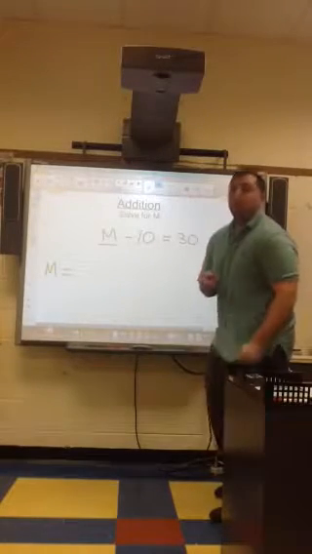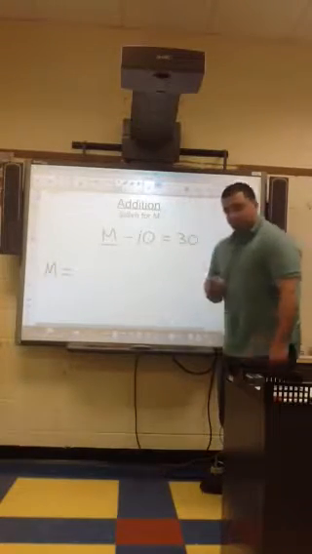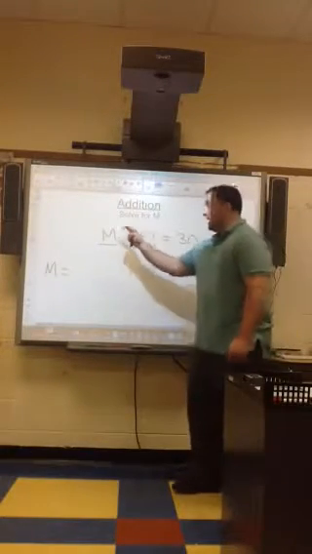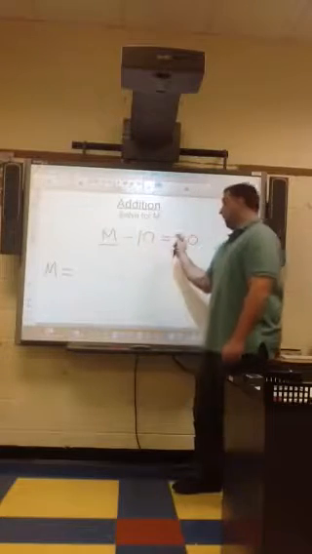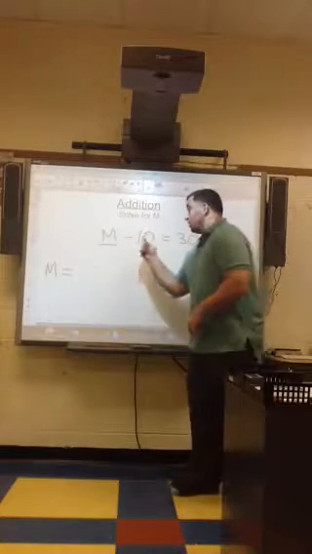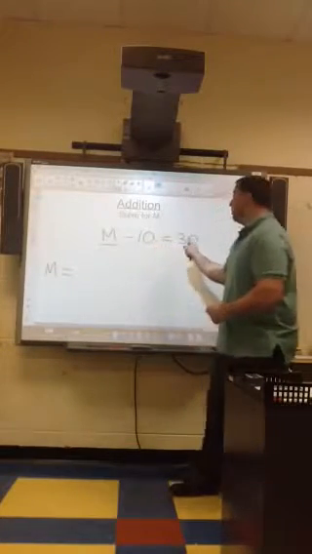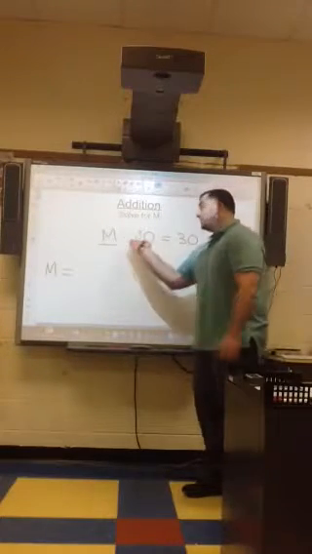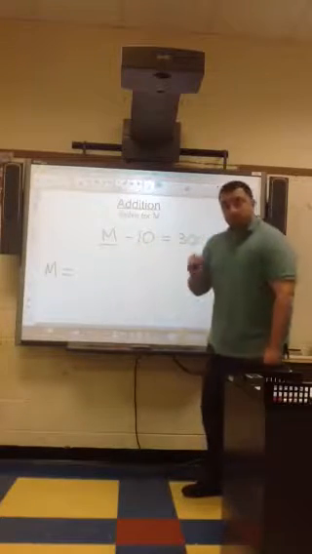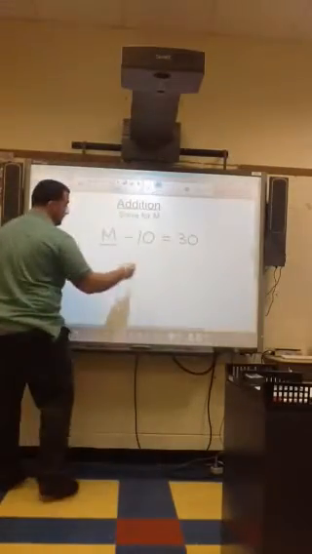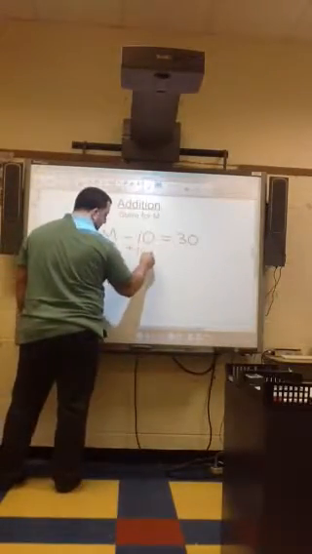Let me show you. The rest of step two, we're going to remove the number attached by doing the opposite of the sign that is there. What sign is here? The equation is m minus 10 equals 30. All this is asking you is what number, when you take away 10, is going to equal 30. So, we remove the number by doing the opposite. This is subtraction. The opposite of subtraction would be addition. So let's do it. The opposite would be plus 10.